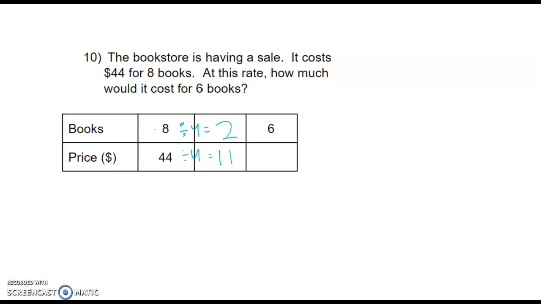If 2 books cost $11, how much do 6 books cost? And I can multiply 2 times 3, which is 6. So I have to multiply the bottom by the same number, and 11 times 3 is 33. So it is going to be $33 for 6 books.